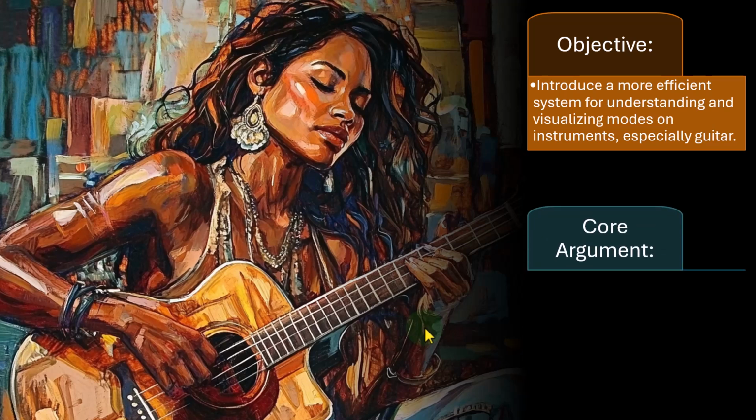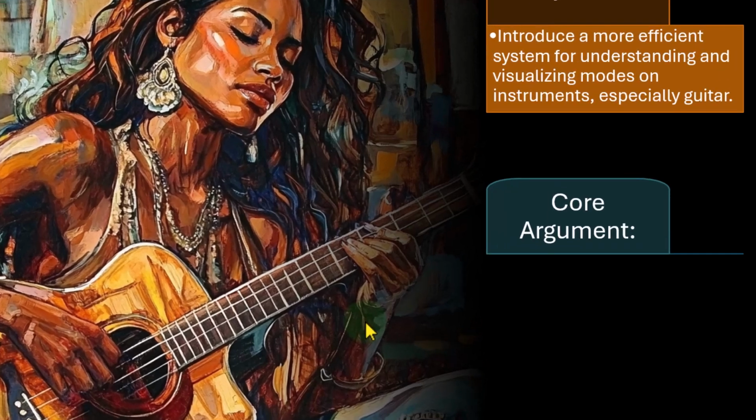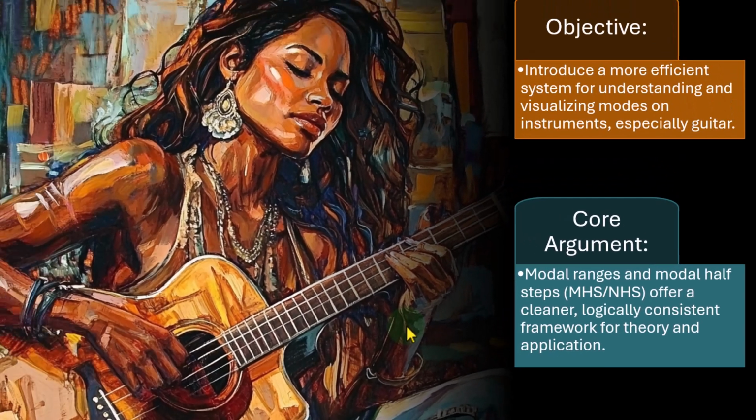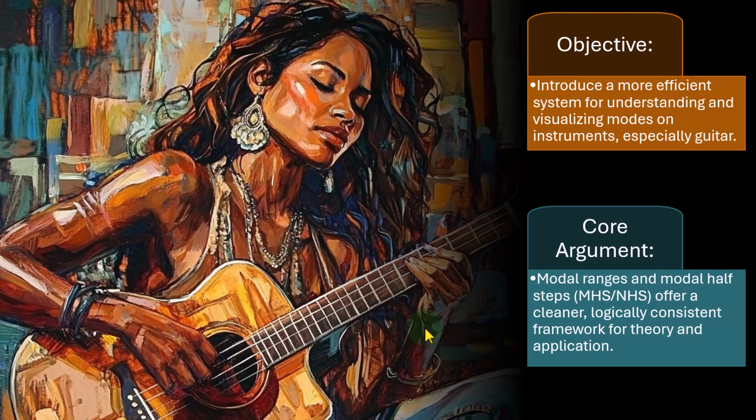So I want to basically remove the roadblocks which are being put in place by some of the terminology, in particular terminology that has to do with measurements. So that's what we'll get into. What's the core argument? Modal ranges and modal half steps offer a cleaner, logically consistent framework for theory and application. So what I'm talking about here is the measurement of distance.